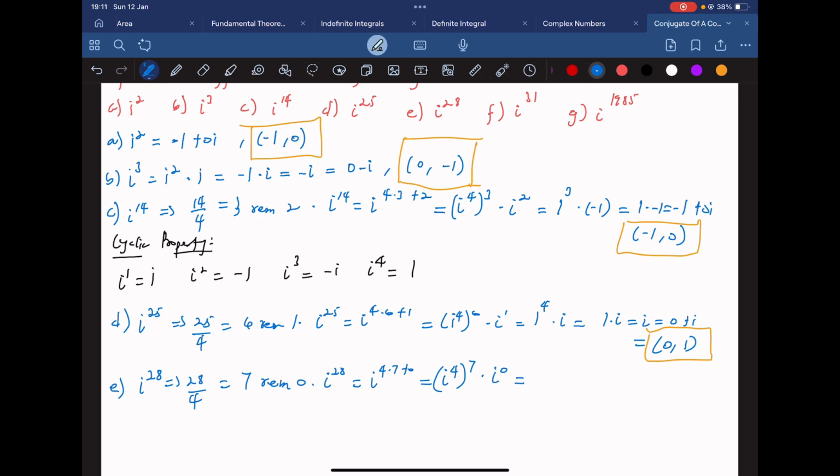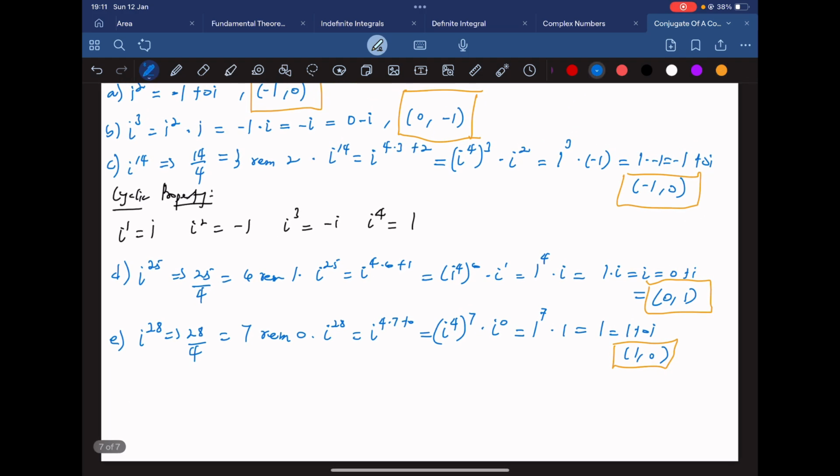Now i⁴ is 1, to the exponent of 7. Any number to the exponent of 0 is 1. So this also simplifies to 1. And 1 to the exponent of 7 is 1. You multiply by 1, you still get 1, which can be written as 1 plus 0i, which is just (1, 0). So now we've gotten this. Okay, let's look at the last two.